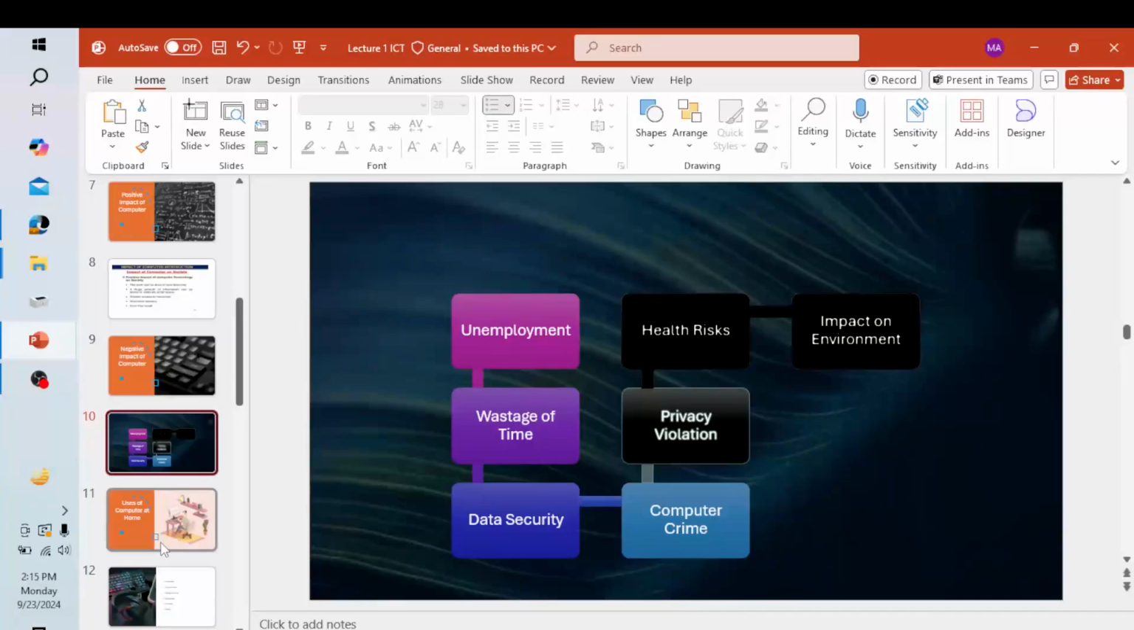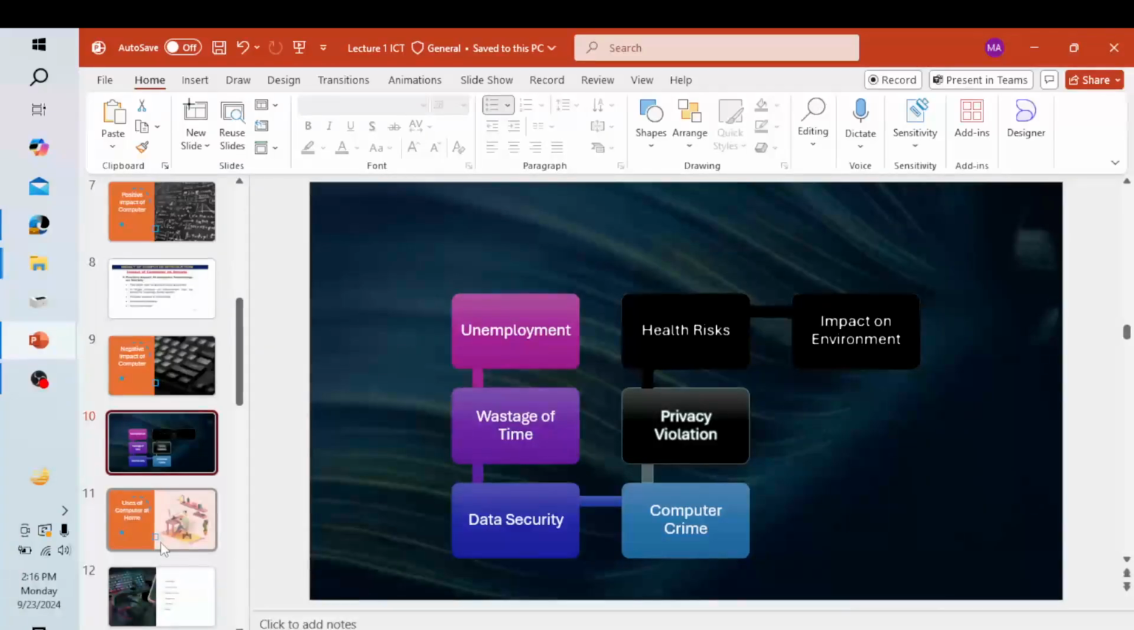The fourth point is computer crime. So what is computer crime? People use computers for negative activities. They hack the credit card numbers of people and use them for shopping. Sometimes they hack the accounts of personal users, like Facebook, Gmail and Hotmail as well.